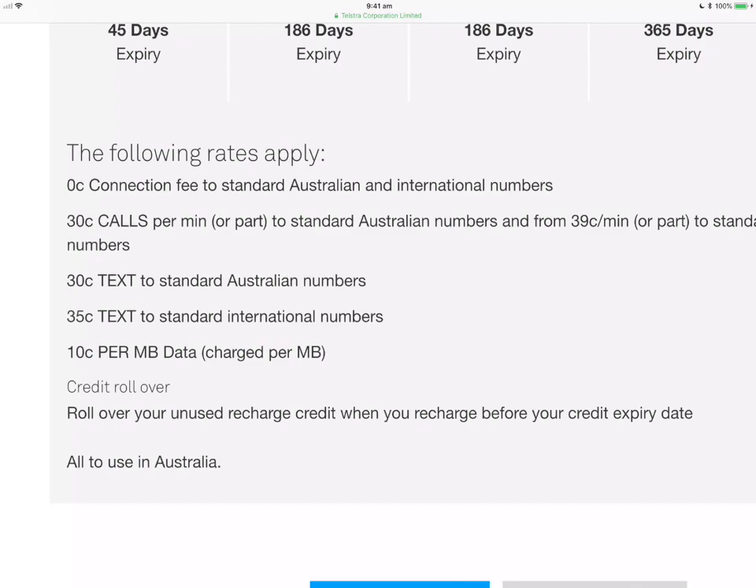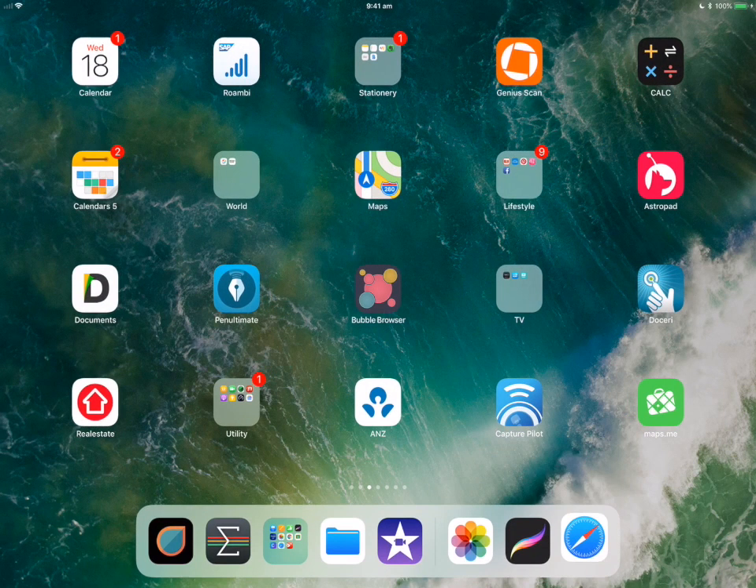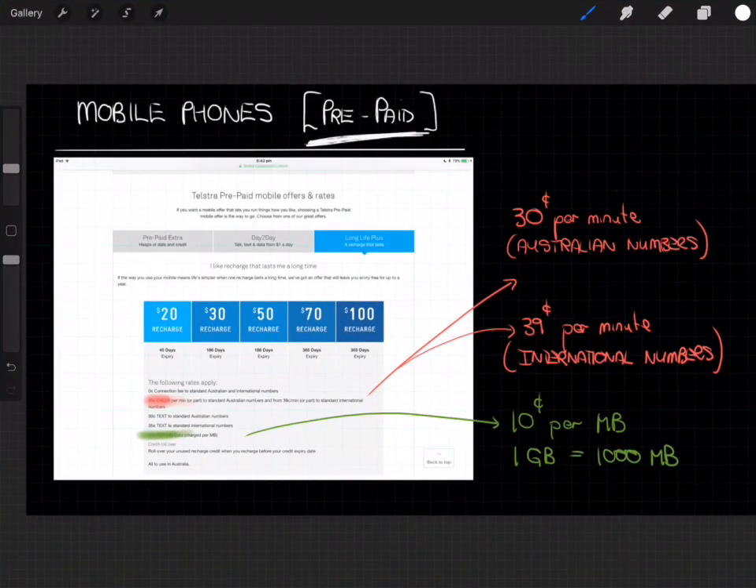Notice also that texts are charged at a rate of 30 cents each, or 35 cents each if international. Also notice that your data is charged at 10 cents per megabyte, not gigabyte. That's 10 cents per megabyte. Now you're going to work out how expensive that is in a moment. Alright, so what I'd like you to do is to highlight the main information there.